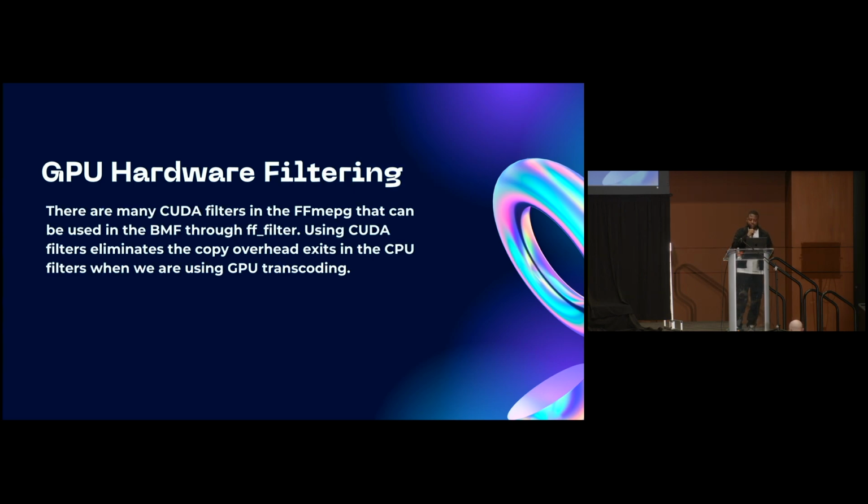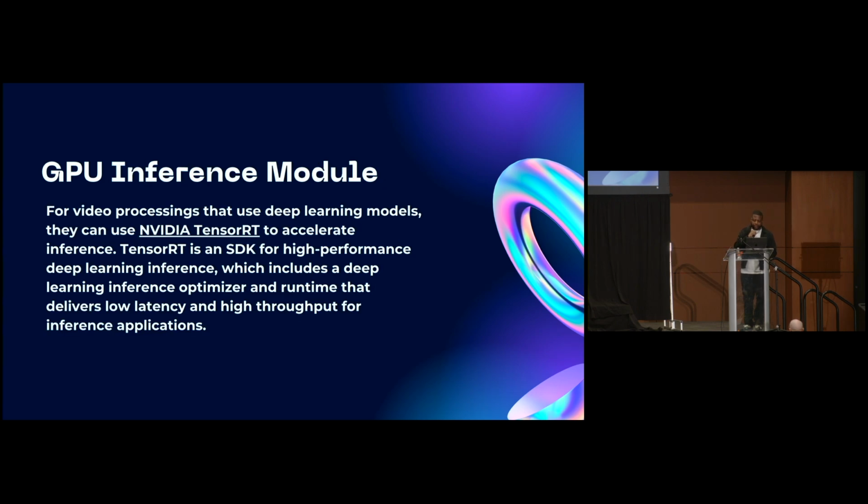Hardware filtering, these filters are pretty simple, honestly. Just pass the filter's name and the parameters through the FF filter, but you should be careful about where this data is stored. And also the GPU inference module, again, is for video processing that uses deep learning modules on top of BMF, using NVIDIA TensorRT to accelerate the inference.